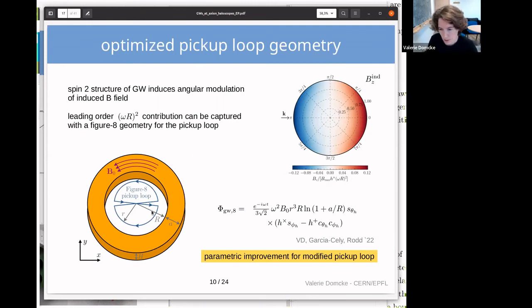One can consider putting both types of loops, or one could consider, for example, doing just one single semicircle. Then you would lose a factor 2 on the axions and a factor 2 on the gravitational waves. But you would still be picking up the parametrically leading order contributions in both cases.